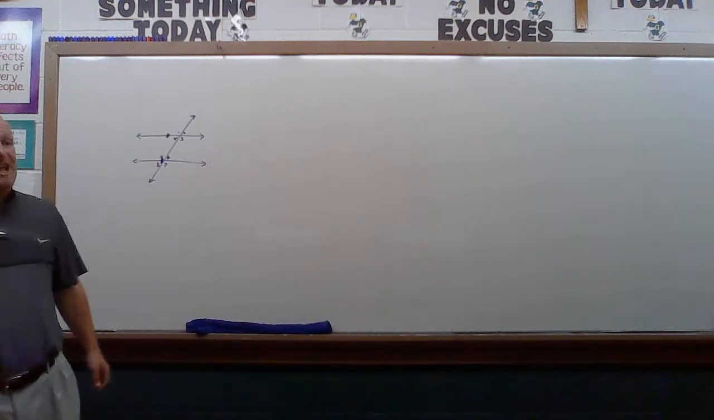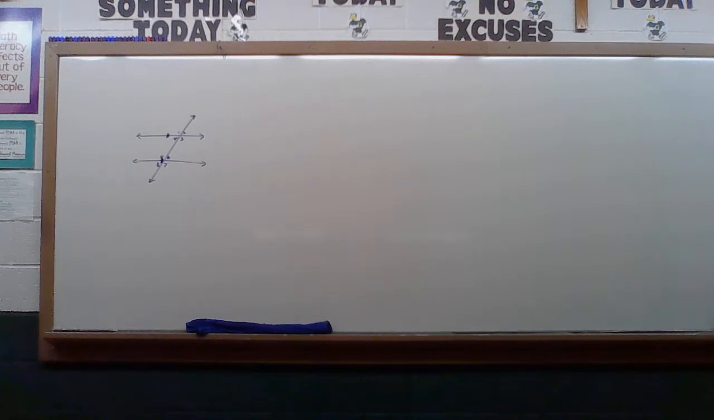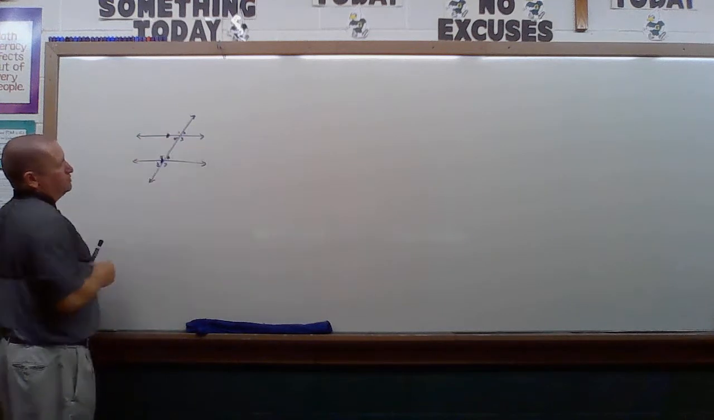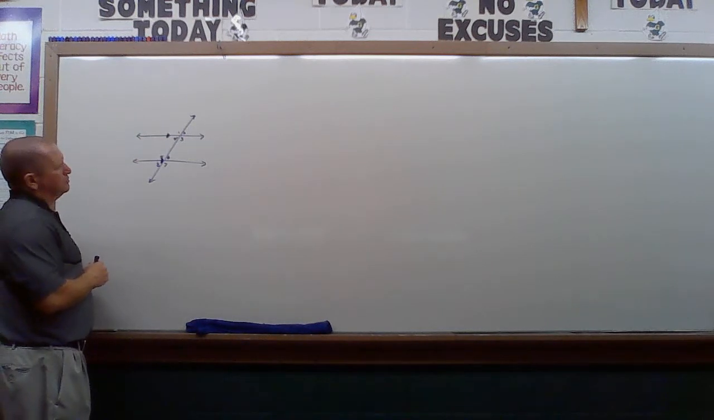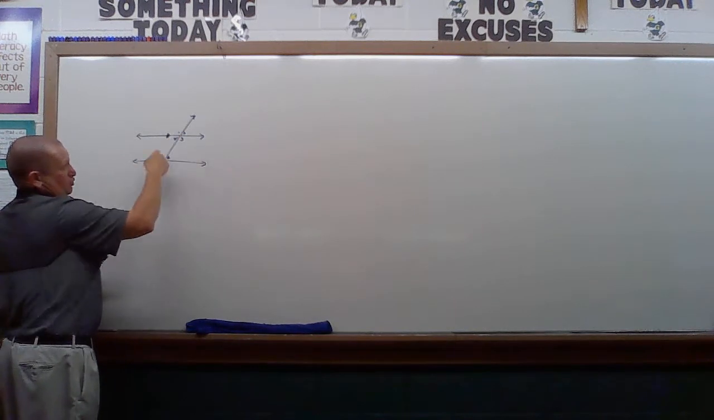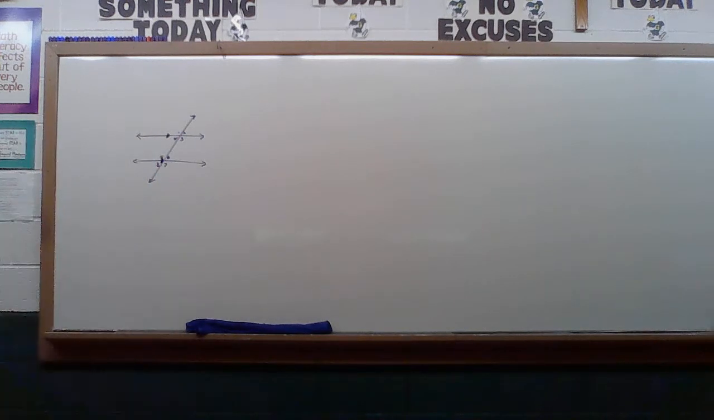So, give me an example then of alternate exterior angles. 1 and 7 would work. Everybody agree? Yeah. What else? One more. 2 and 8, right? They've got to be on the outside, all right?